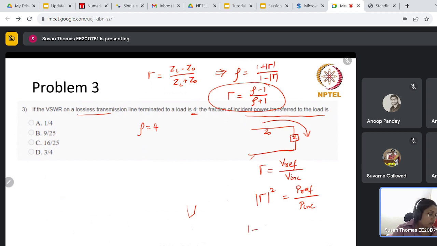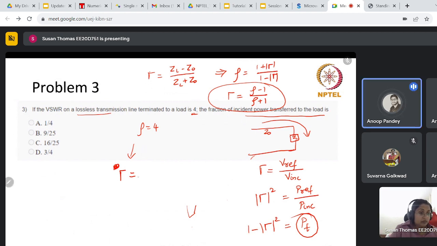So 1 minus mod gamma square, where gamma square is the reflected power, will give me the transmitted power. From rho, I can calculate gamma. Can you please tell me the value of gamma? 3 by 5. Yes, that will be 3 by 5.